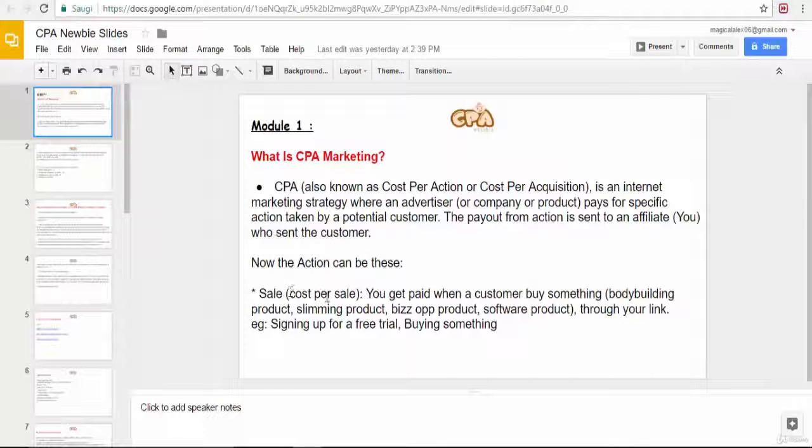Let's speak about cost per sale. In cost per sale, when a customer is buying something through your link, you get paid. So when a customer is buying something, it can be a bodybuilding product, it can be a visa product, forex stock product, can be a software, or if they are signing up for a free trial, when they are performing this action through your link, bam, you get paid. So this is cost per sale.